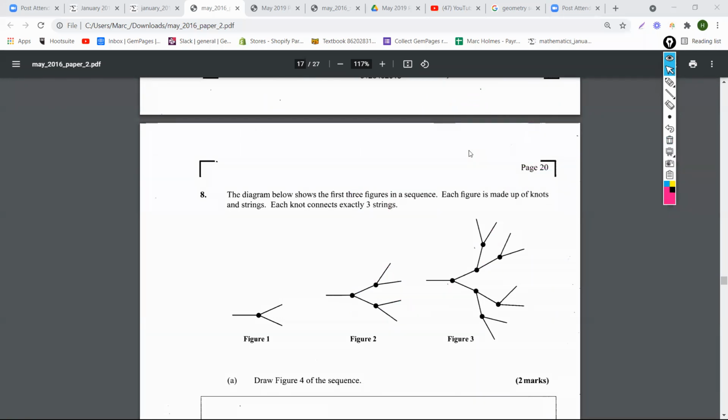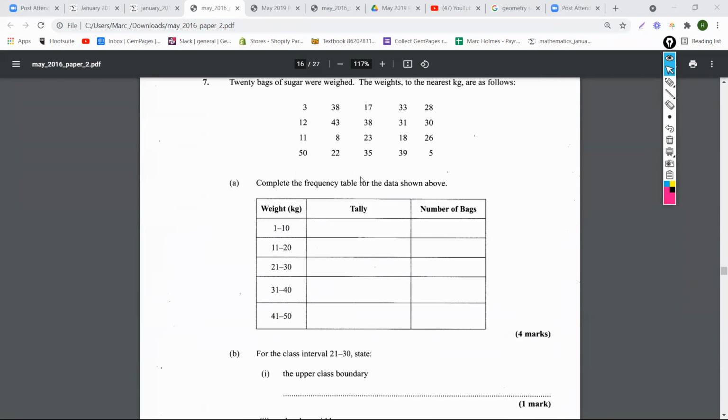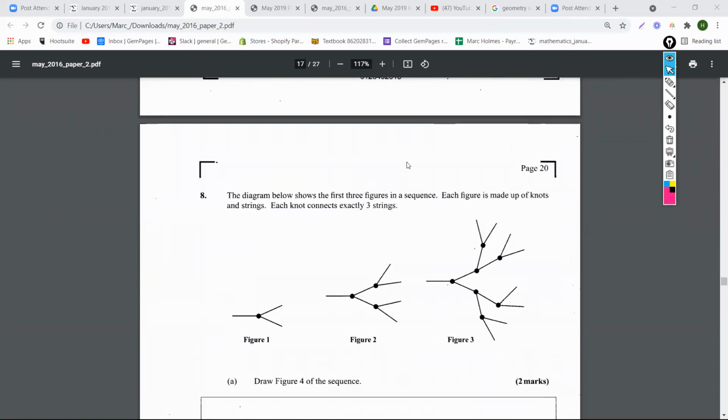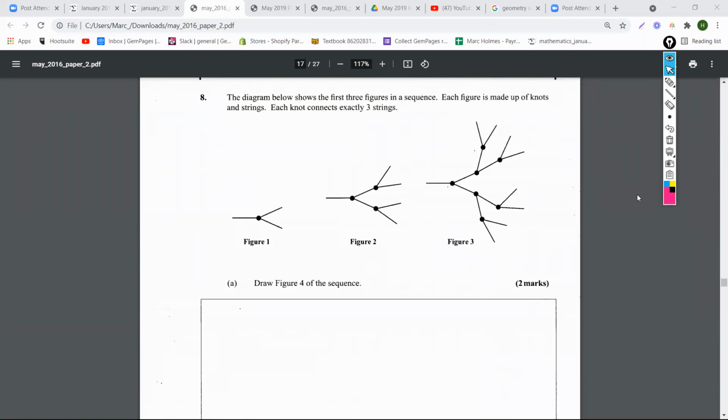Cool, so we're done with number 7 now. Number 7 wasn't so hard at all. And then let's look at this one now, guys. So this one, guys, it says the diagram below shows the first 3 figures in a sequence. Each figure is made up of knots.